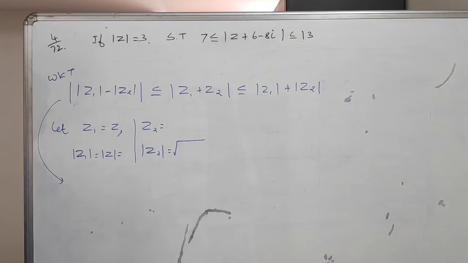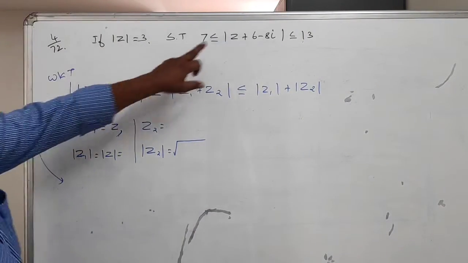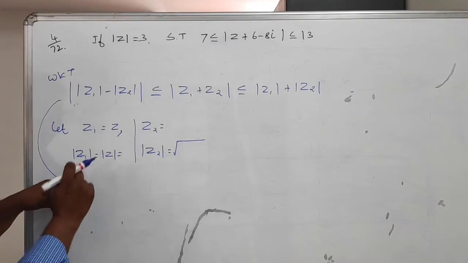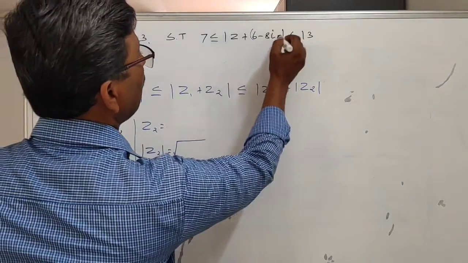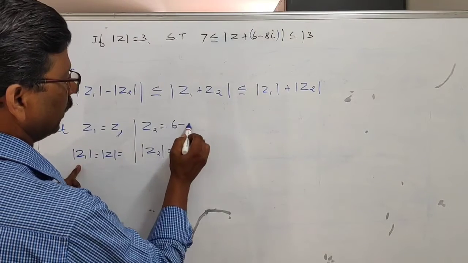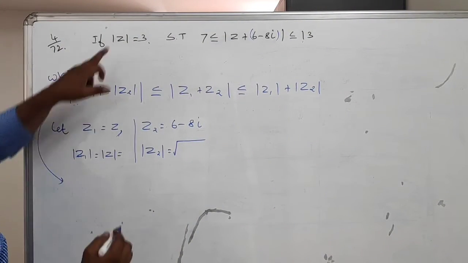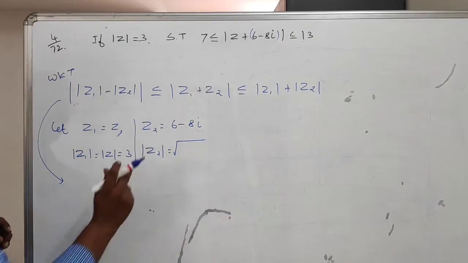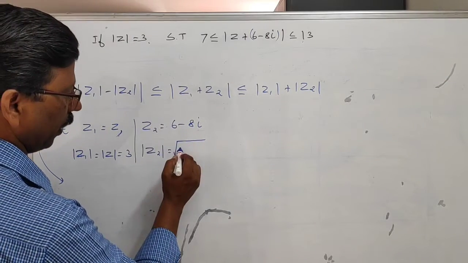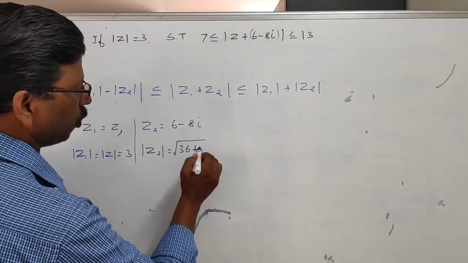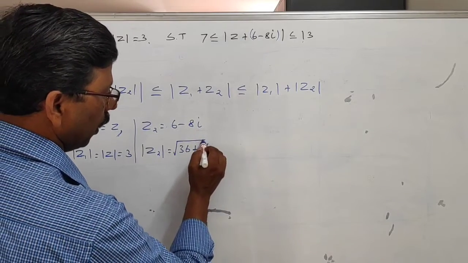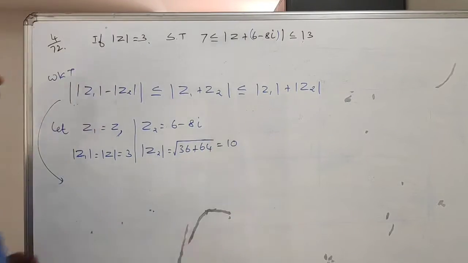That's all. Now here, let us assume z1 is equal to z and z2 is equal to 6 minus 8i. Modulus of z1 is equal to modulus z, which is given as 3. Now modulus z2 means 6 square, 36, plus 8 square, 64. Now you will be getting 10.